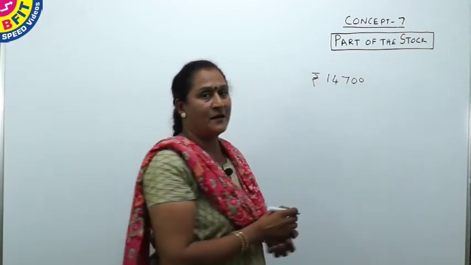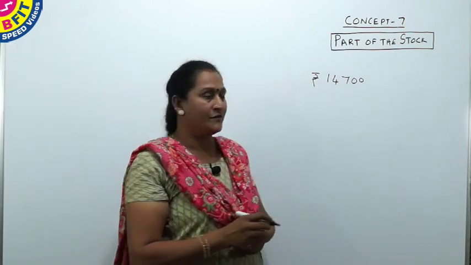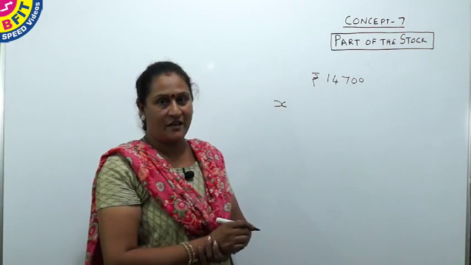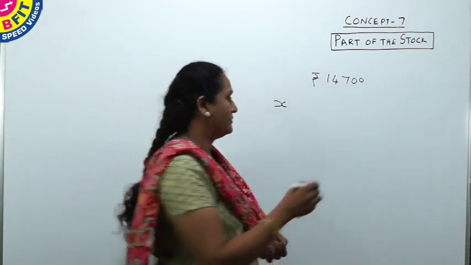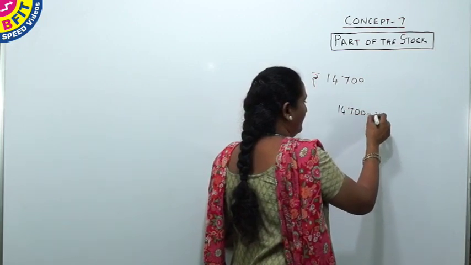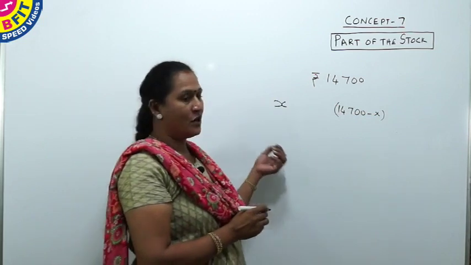So in this he buys a table and a chair. So we'll take cost of the table as X. Now what will be cost of the chair? It will be the remaining cost. So out of this 14,700 minus X. So table cost is X.